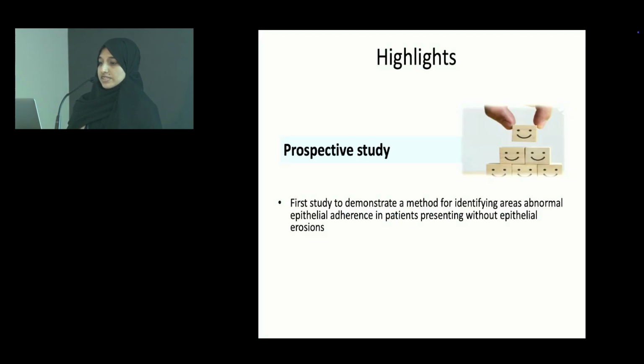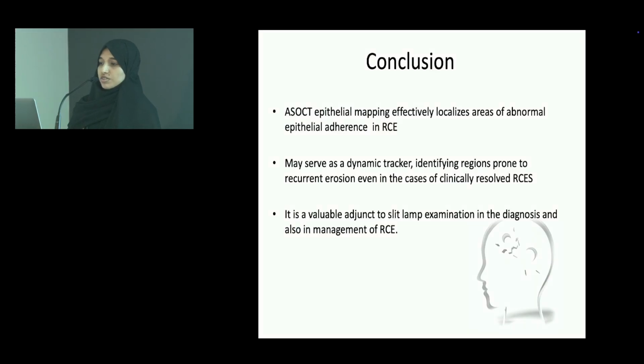So the highlights are it's a prospective study and the first study to demonstrate a method for identifying the areas of abnormal epithelial adherence in patients presenting without epithelial erosion. So we conclude that ASOCT epithelial mapping effectively localizes the area of abnormal epithelial adherence in recurrent corneal erosion syndrome, thus identifying the areas prone to erosion even in cases of a clinically resolved RCEs and in microform erosions. Thus, it can be a valuable adjunct to slit lamp examination in the diagnosis as well as the management.